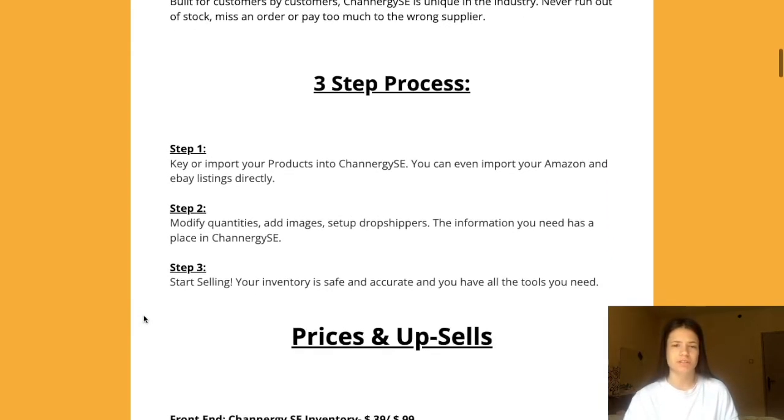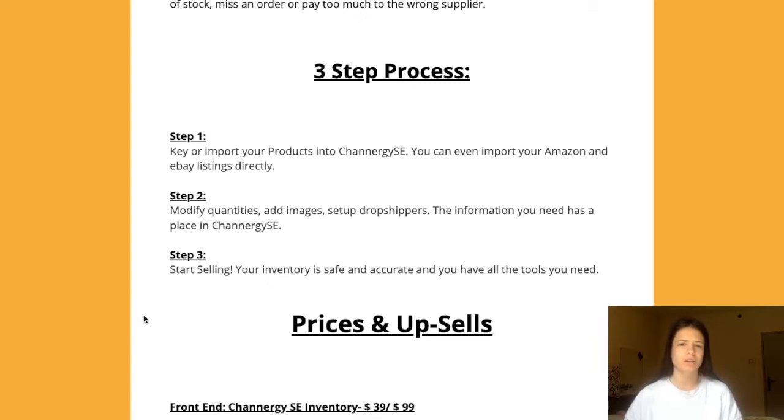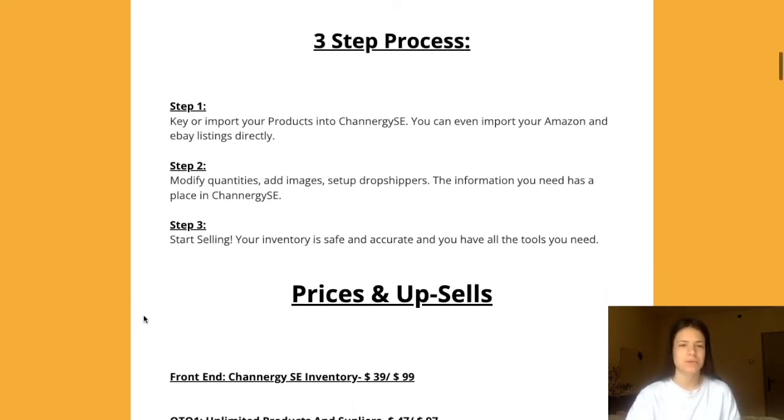It's a 3-step process. Step 1, key or import your products into ChannergySE software. You can even import your Amazon and eBay listings directly. Step 2, you can modify quantities, add images, set up drop shippers. The information you need has a place in ChannergySE. And step 3, you can start selling. Your inventory is safe and accurate, and you have all the tools you need.